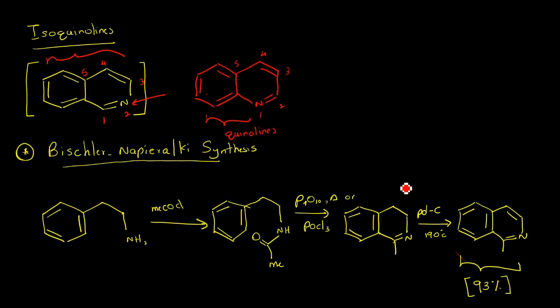And a special key point in this reaction is the yield. As you can see here, the yield for this particular reaction is around 93%, which is relatively good compared to other organic reactions. So that's why this synthesis reaction for isoquinolines is very famous and very important.